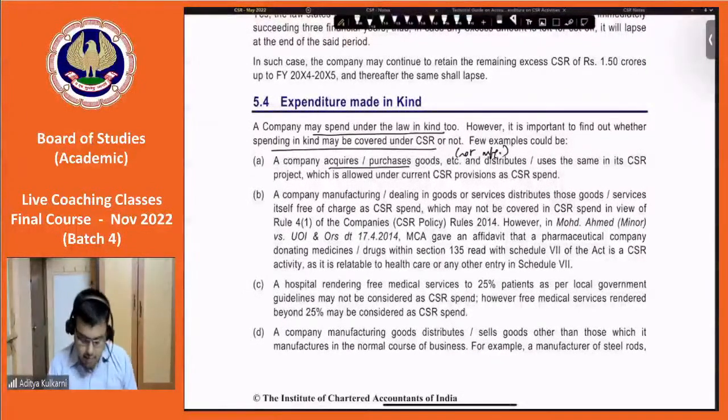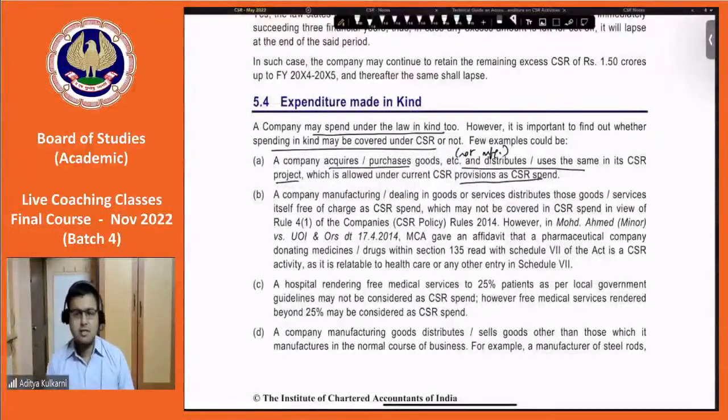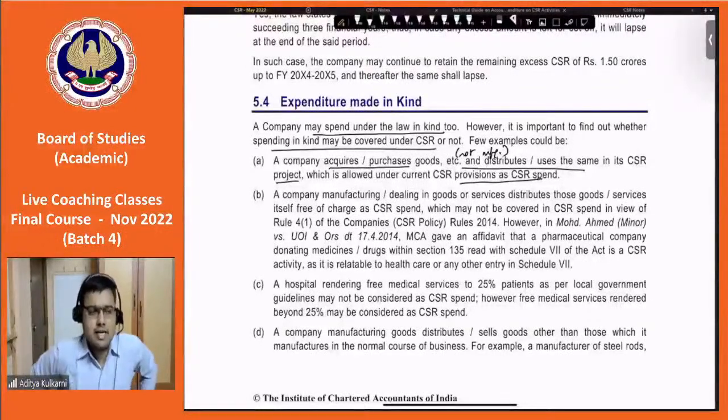Manufacturing. It acquires or purchases goods and distributes or uses the same in CSR projects, which is allowed as a CSR spend. So there are these floods that keep happening in states like West Bengal, Orissa. Sometimes you have floods down south also. These floods wreak havoc. They uproot houses.